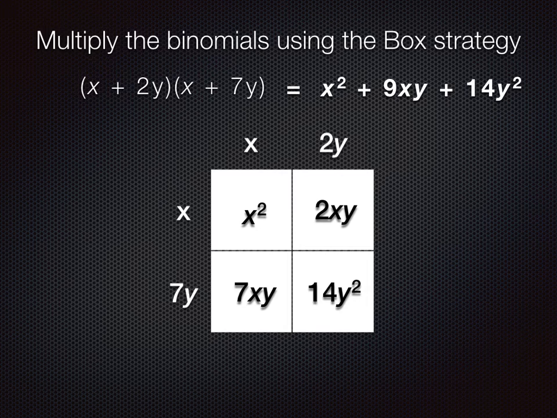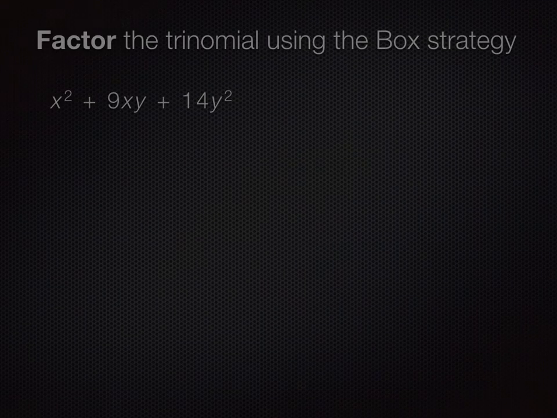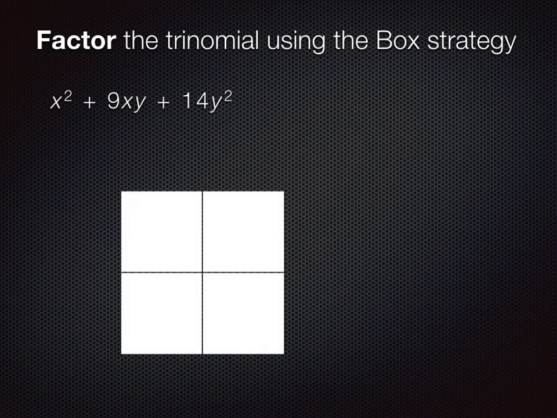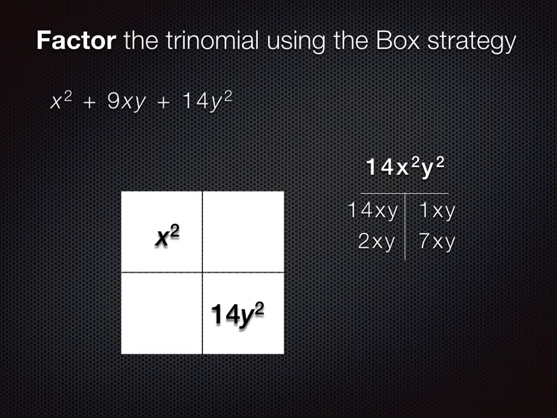So what we want to do is use the box strategy as a way of factoring trinomials. And so we're going to take this exact trinomial, the x squared plus 9xy plus 14y squared. Remember, the first term goes in the top left spot of the box. The 14y squared goes down in the bottom right. We multiply those together and we look for factors of 14x squared y squared. We stop here because these are the two factors which also add together to equal the middle term.